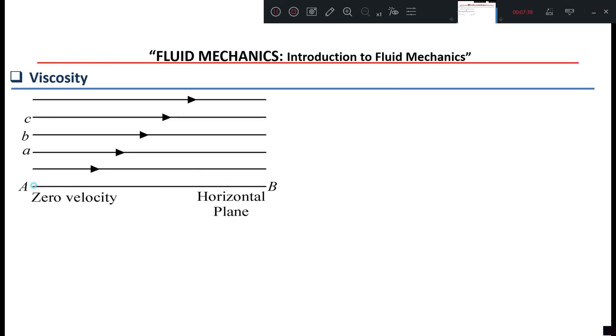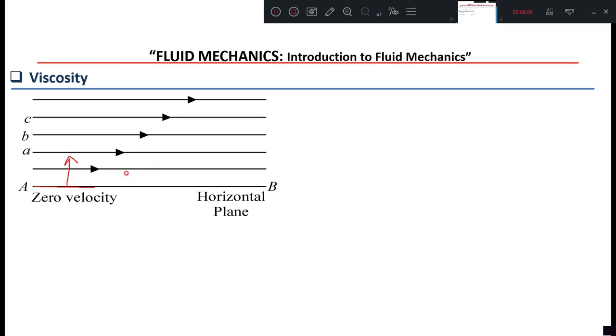So at this position, the layer of a liquid in contact with the surface remains stationary. If you go in the upward direction, the velocity of any layer parallel to the surface increases with distance from the fixed surface. In other words, there is a relative motion between the successive layers of the liquid.